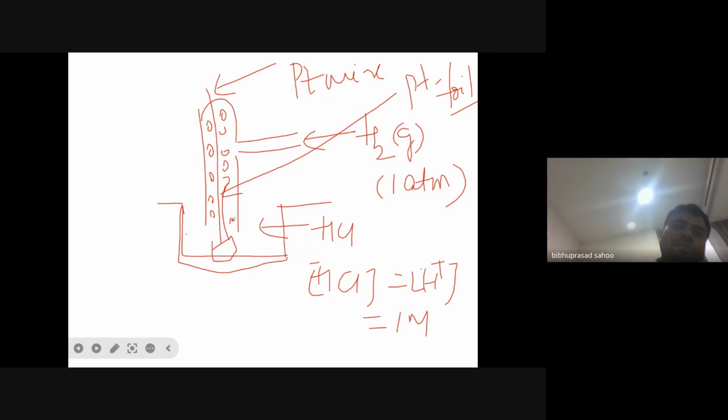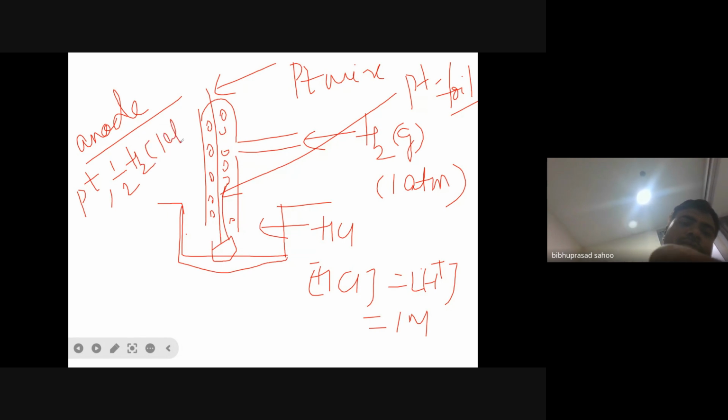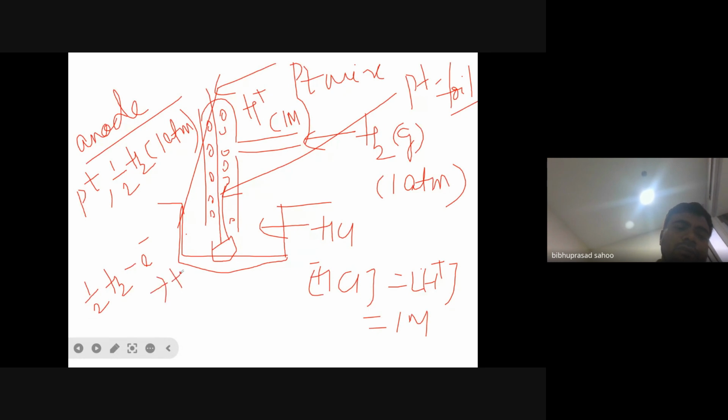So already I told you, if it is anode, the representation will be platinum, comma, half H2 in bracket 1 atm. You have to mention. In normal hydrogen electrode you may not mention, but in standard hydrogen electrode you have to mention. Then H plus, this will be 1 molar. This is your anode. The reaction will be half H2 minus electron becomes H plus, or half H2 gives H plus plus electron.